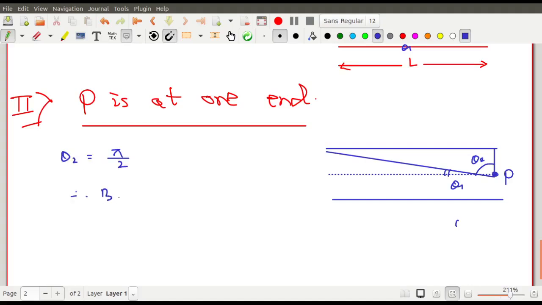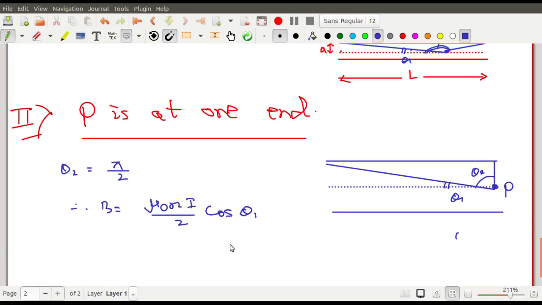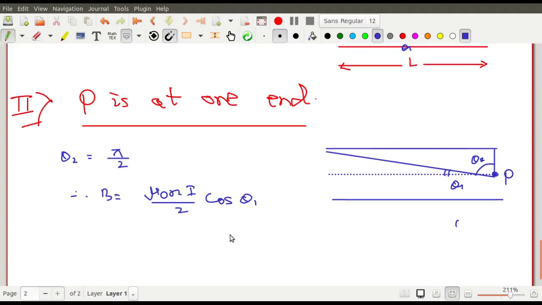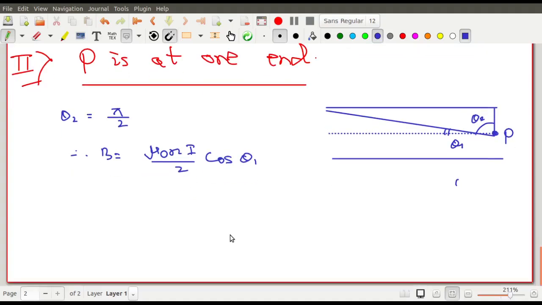So therefore B equals mu 0 Ni by 2, nothing else will remain. The other term would be cosine of θ1, because cosine of θ2 is cos pi by 2, and you know cos pi by 2 is 0. So what happened? If P is at one end, then one of the angles is 90 degrees.